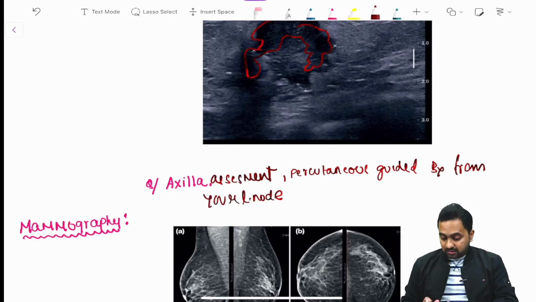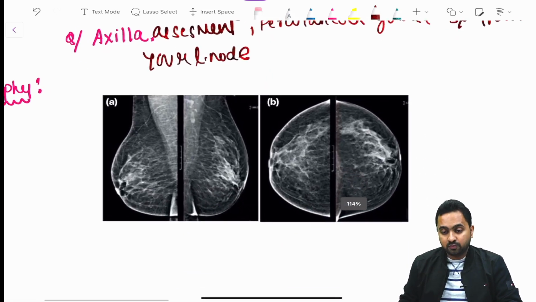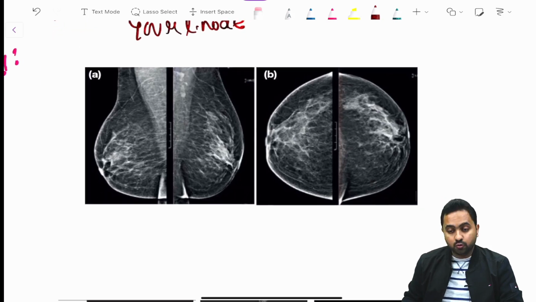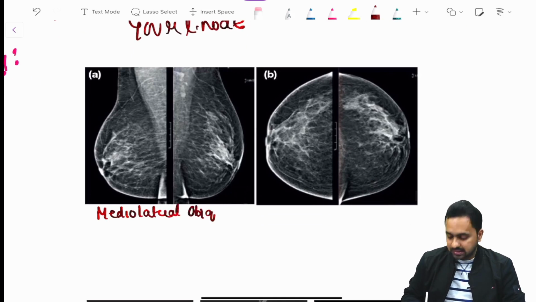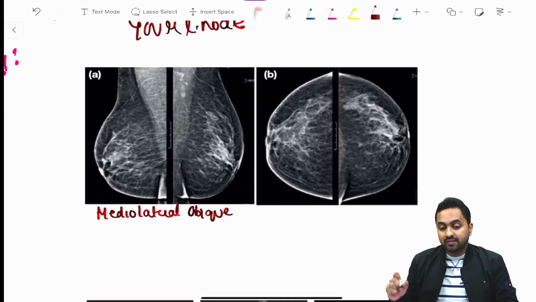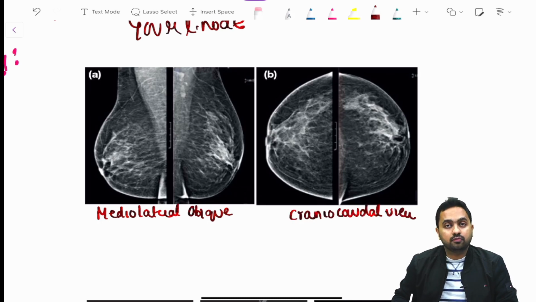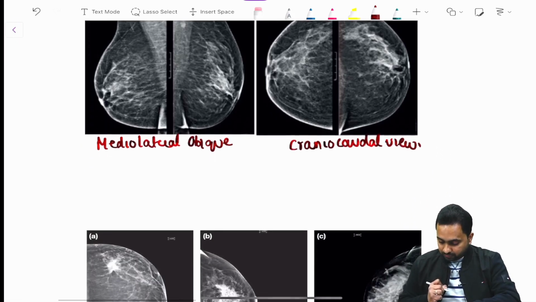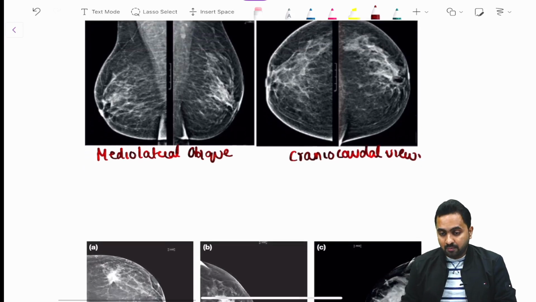Now the mammography. So this is a normal mammography which is shown over here. Your A is your mediolateral oblique view, and on the right hand side B is your craniocaudal view, right. So if you look at this image, this is basically a normal mammogram.